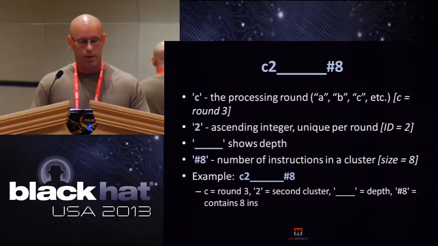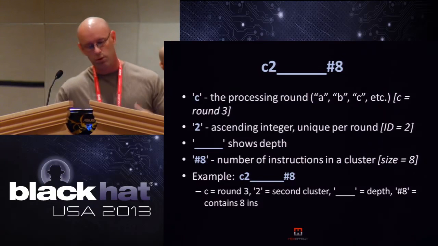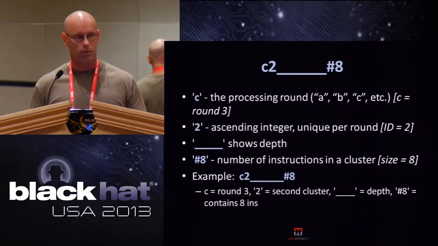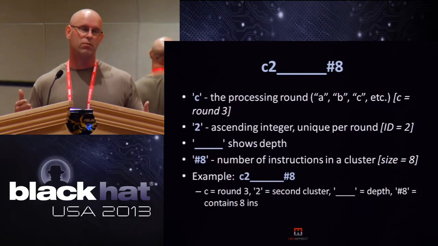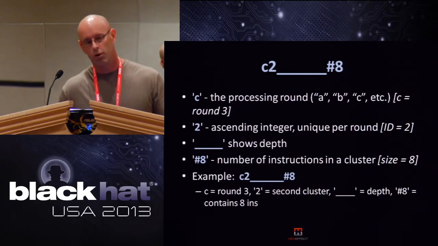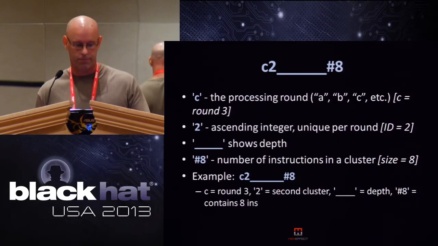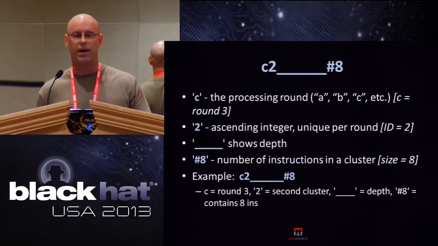Then the depth is a visual clue when you look at the final results. What I wanted to show was not depth in rounds, but depth in how many instructions are under one cluster. That will make more sense when I show you Code Virtualizer or VMProtect. And 8 represents how many instructions make up this particular cluster. So we're on round 3, this is the second cluster in round 3, and it has 8 instructions in that cluster.